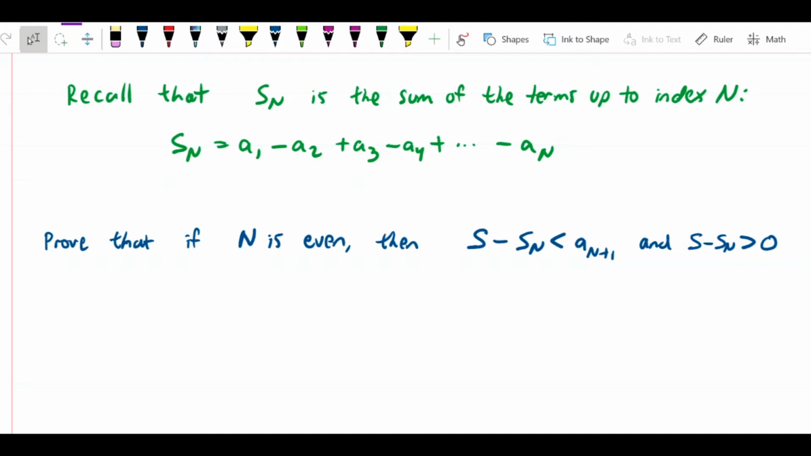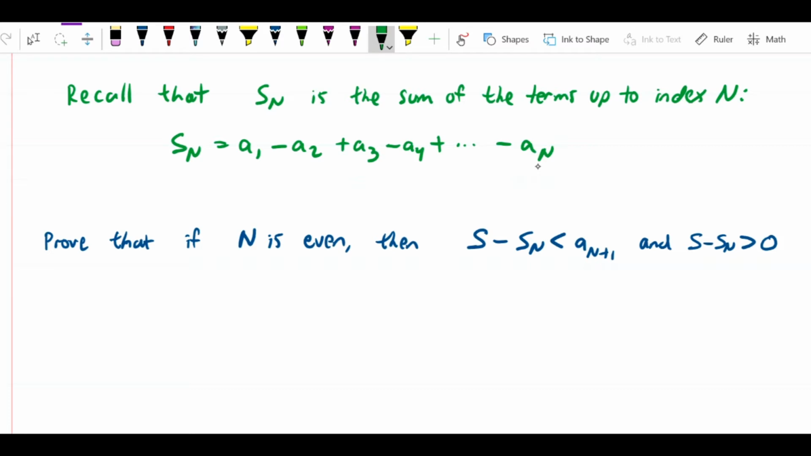Recall that we use the term Sn to refer to the partial sum of an infinite series. In other words, the sum of all the terms up to some index n. In the case of our alternating series, Sn is just going to be a1 minus a2 plus a3 minus a4, but instead of going on forever, we're going to stop at n. This is actually just the sum of a finite number of terms.